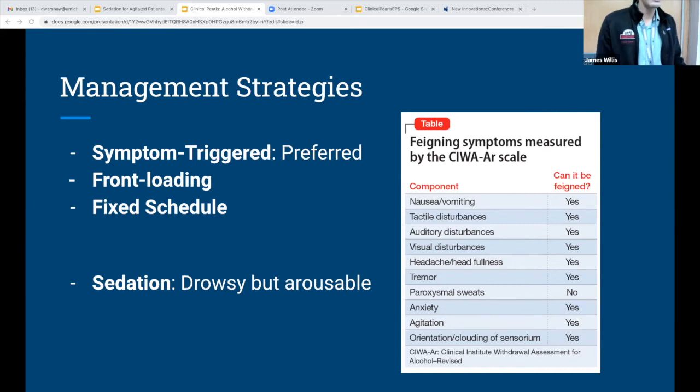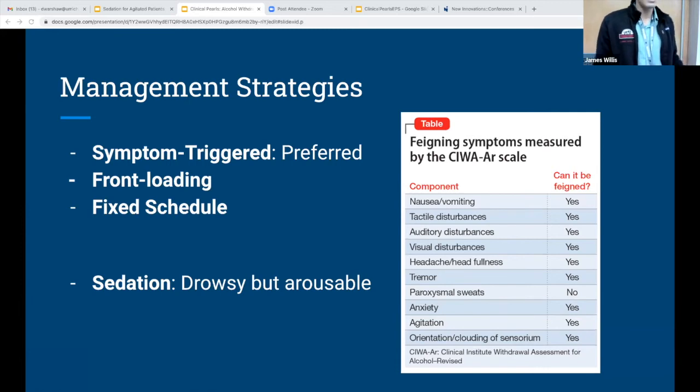And then there's a fixed dose strategy where you're going to give this patient, like, I'm going to give Librium 50 milligrams Q6 hours for 24 hours. This one has been proven multiple times to extend length of stay, and also they have higher amounts of benzodiazepines that are given. So we tend to not try to use this when we can.